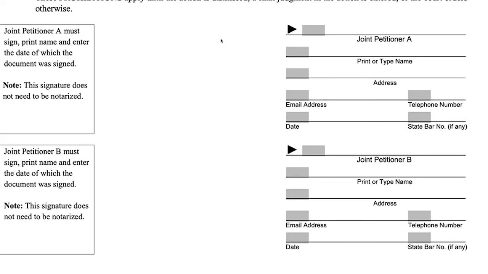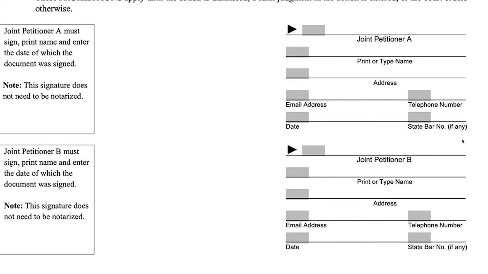So then we just have the two signature blocks left. This is not a petition that has to be notarized. You can just sign it. You don't have to go sign it in front of a notary. Just remember who A and who B are and stick with it throughout the form.